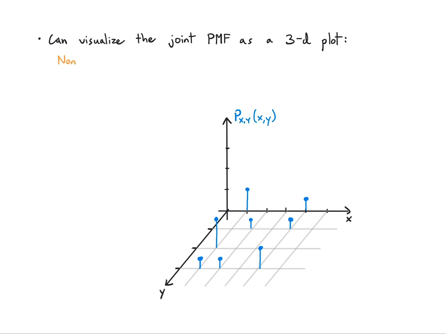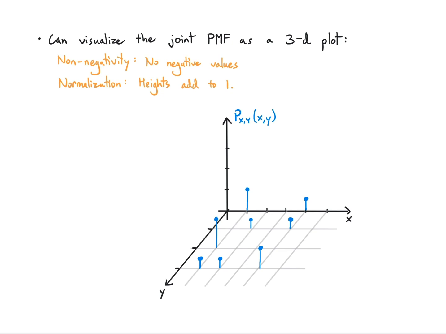So the heights here indicate the probabilities, okay? Non-negativity here is going to mean that these are not going to have negative values, and normalization is going to mean that the heights add up to 1. And additivity, again, you just add up the probabilities of the things you're interested in. Not going to write that down.